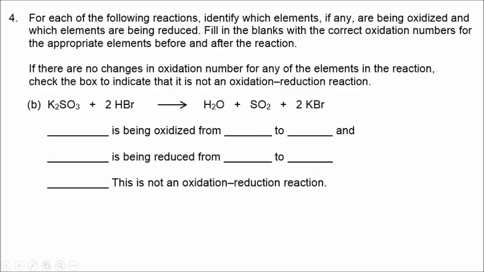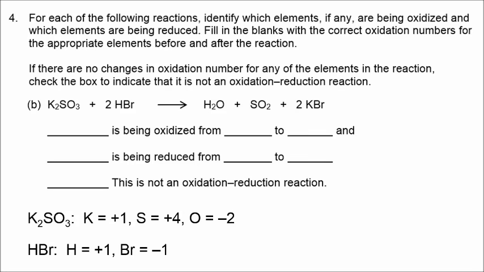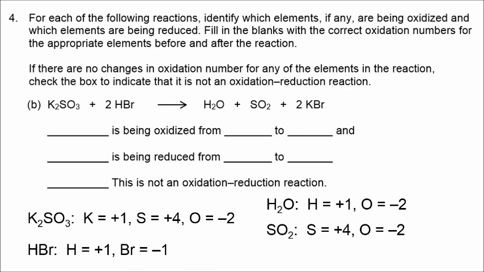All right, in part B, let's take a look at the oxidation numbers for all these elements. Potassium +1, sulfur +4, oxygen -2. Hydrogen +1, bromine -1. On the other side of the equation, nothing is changing in terms of hydrogen or oxygen. Sulfur is still +4, and potassium and bromine are not changing either. So this is not an oxidation-reduction reaction.